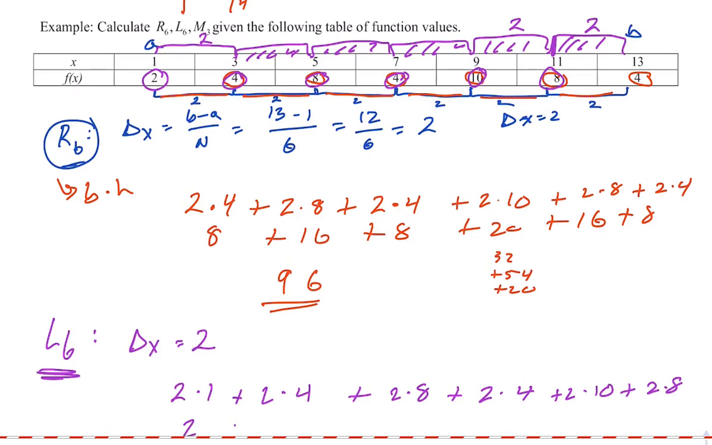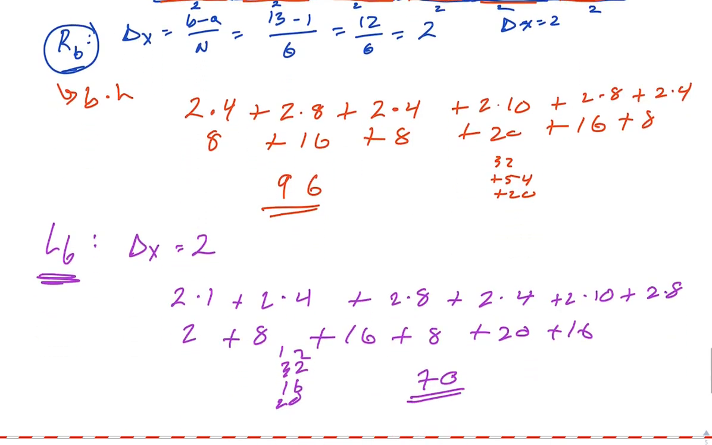Right here, I get 2 plus 8 plus 16 plus 8 plus 20 plus 16. So 32 plus 16 plus 20 plus 2. So I get 70. Hope I did that correctly. So I get 70. I always do that. Sorry, guys. So you get 70.